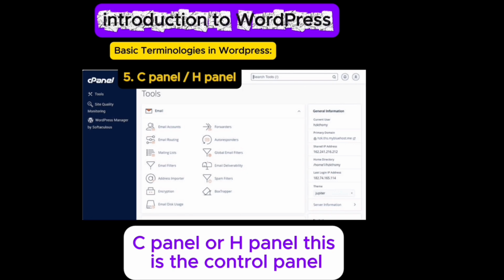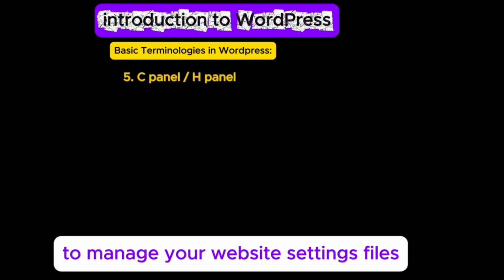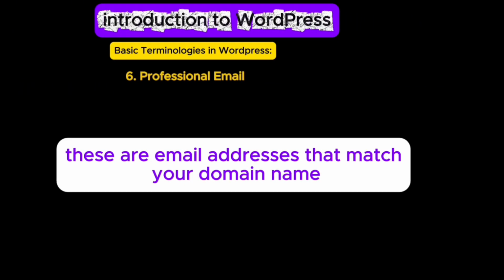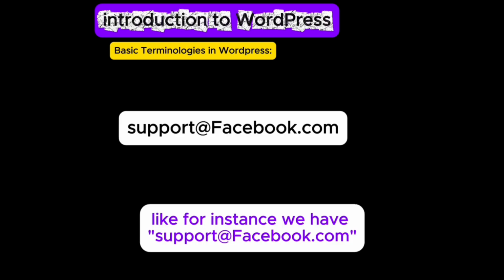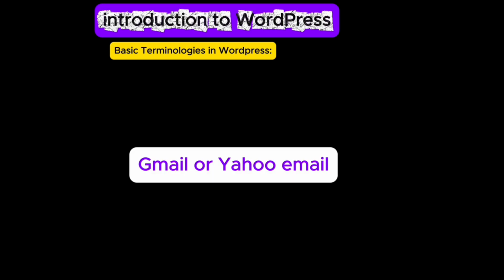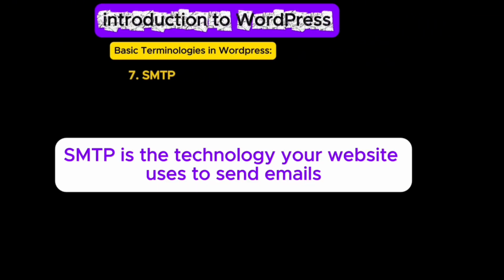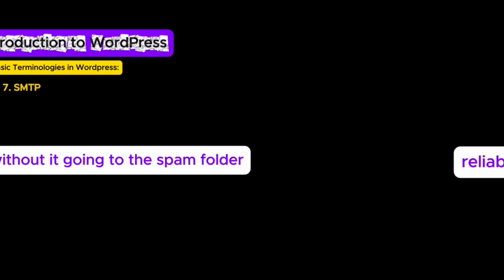cPanel or Edge panel. This is the control panel your hosting provider or company gives you to manage your website settings, files, database, and emails. Professional emails. These are email addresses that match your domain name. Like for instance, we have support@facebook.com. They make you look more professional than using free Gmail or Yahoo email. SMTP. SMTP is the technology your website uses to send emails reliably without it going to the spam folder.